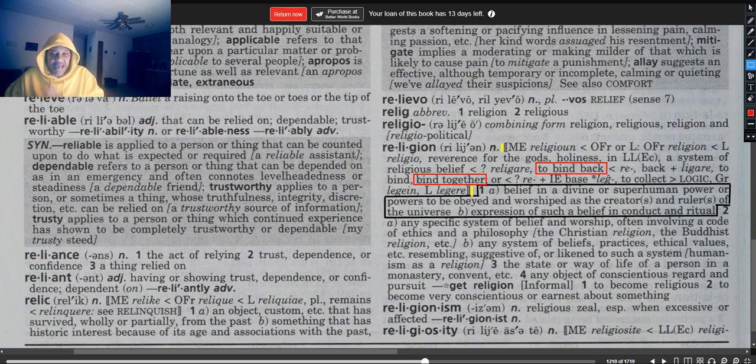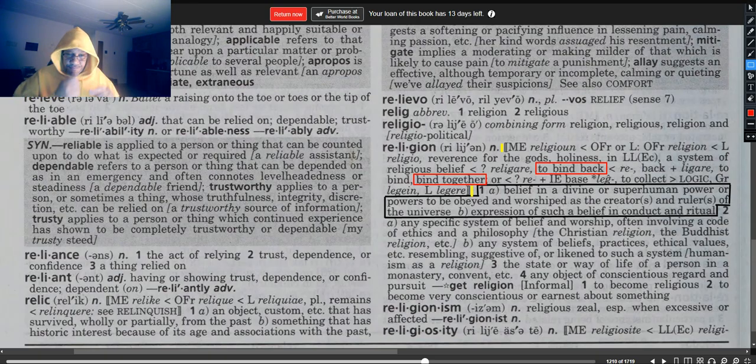Now the word religion actually means, and it's referring to, some type of commitment, a bond, a tying together. Where's the word tie? I know it's here somewhere. But anyway, so it's a bonding. It's a binding. It's an oath that you take.